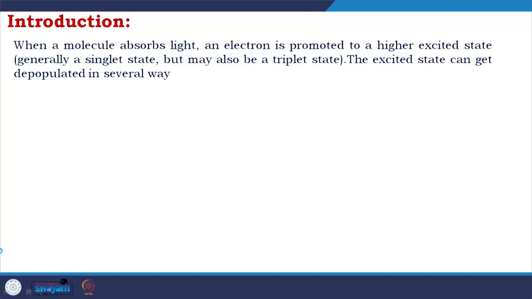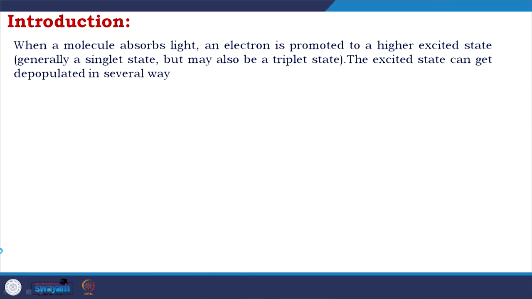To introduce fluorescence, when a molecule absorbs light, a lot of electronic phenomena take place. An electron, after absorbing light, is promoted to a higher excited state. It generally should be a singlet state, but there are exceptions. It could also be a triplet state. The excited state can get depopulated in several ways.